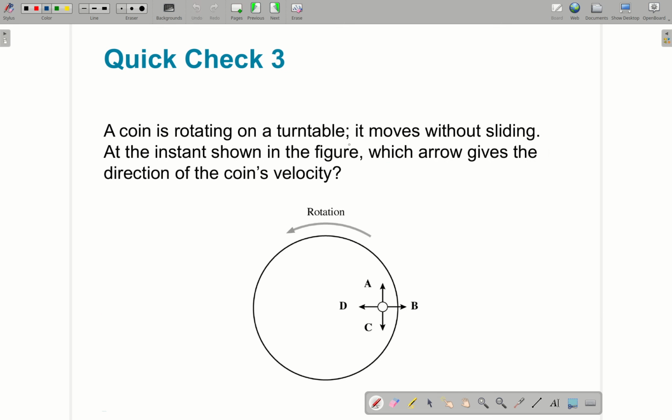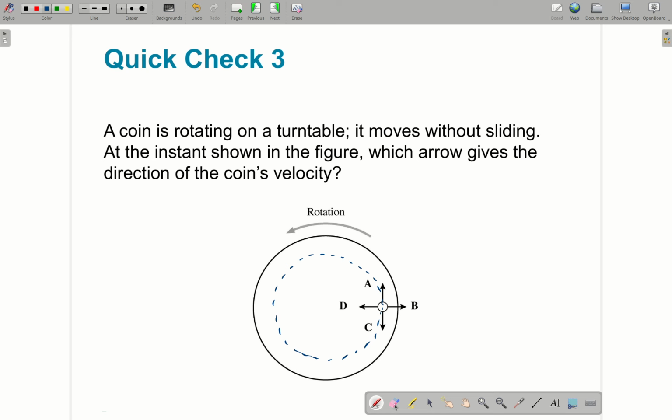A coin is rotated on a turntable. It moves without sliding. That means there is a friction there. At the instant shown in the figure, which arrow gives the direction of the coin's velocity? At the instant shown, the coin is actually here. So let me try to draw the circle the coin would take. It's a little bit inward.